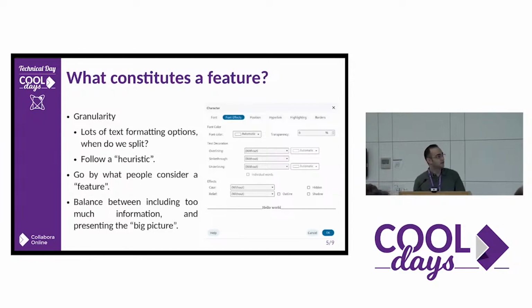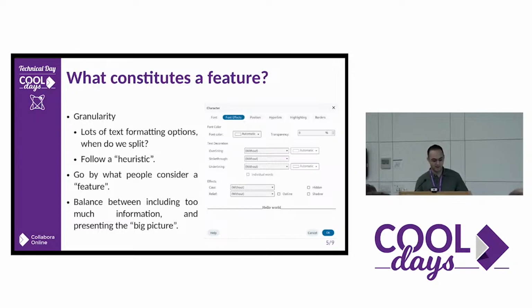So in terms of what constitutes a feature, there's a lot of decisions that you can make. You can go with how granular a feature is and include a lot of things there. So, for example, for text formatting options for characters, there's a lot of things that you can consider when it comes to splitting up things. You can either go by what people would consider a full feature or follow a heuristic to try to present something as a bigger picture, right?